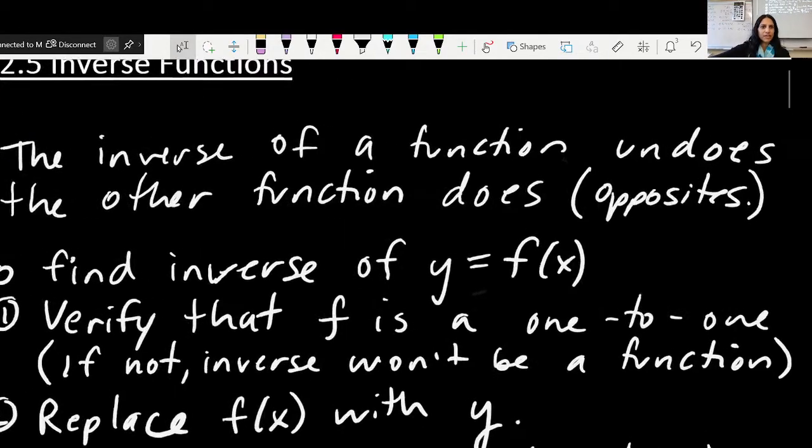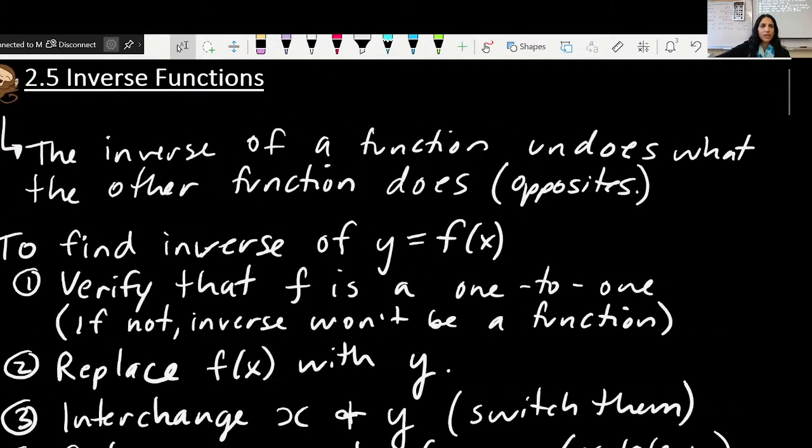2.5 inverse functions. We'll just really quickly go through this. The inverse of a function undoes what the other function does. I feel like that's the worst sentence I've ever written. Do you get what it's saying? Basically, they're total opposites of one another.